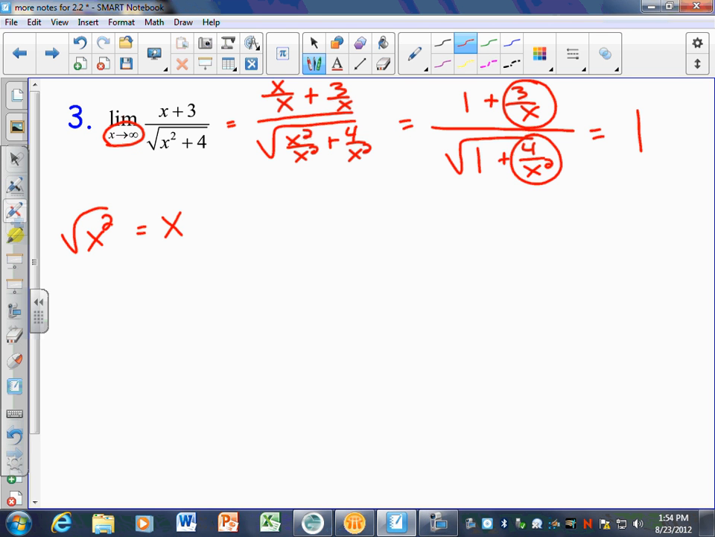Right, you don't have to do conjugates. The conjugate's like when there's a square root and then plus or minus a number outside of the square root. What's the one on your worksheet? What number is that?